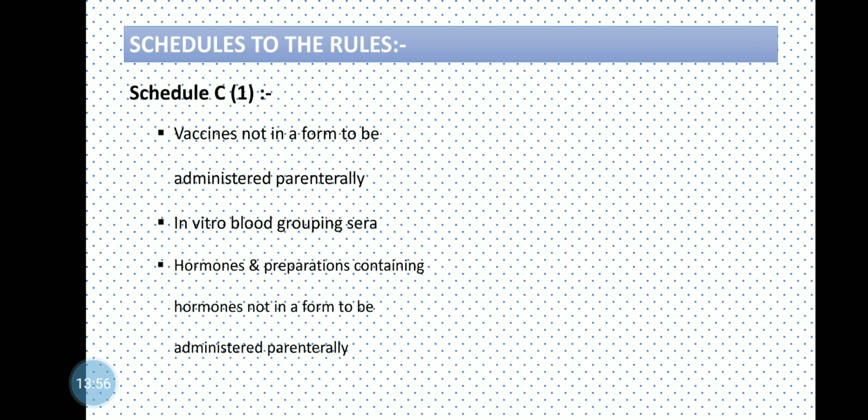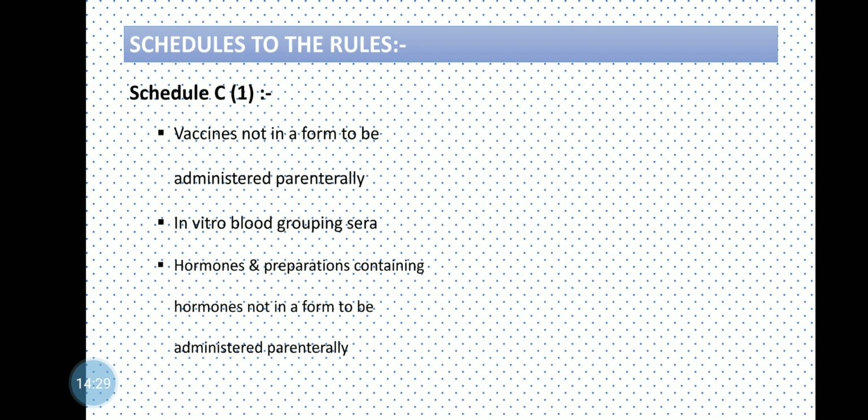Again, vitamins and preparations containing vitamins not in a form to be administered parenterally. Now always remember a single difference between Schedule C and C1. Both of them have a biological source, but Schedule C is administered by the parenteral route, while Schedule C1 is not administered by the parenteral route of administration.